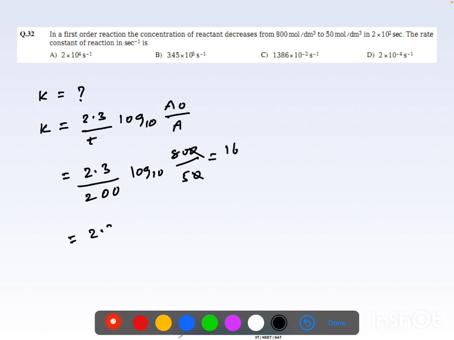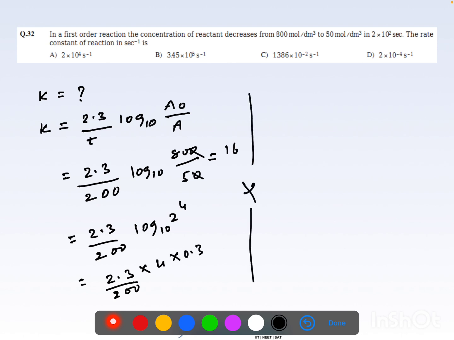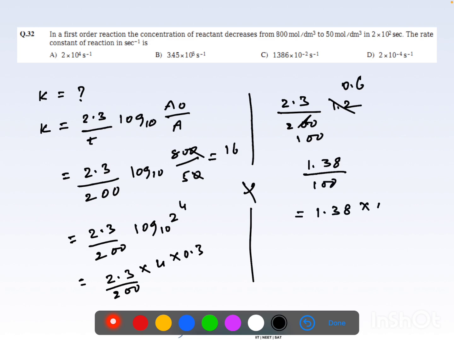So it is 2.3 divided by 200 and log base 10 of 16. 16 is 2 to the power 4, so this will be 2.3 divided by 200 into log of 4, into 0.3. So now we can further simplify this. 2.3 divided by 200 into 1.2. So this will be 0.6, 100, and this will be 1.38 divided by 100, which is equal to 1.38 into 10 to the power minus 2. Option C will be the answer.